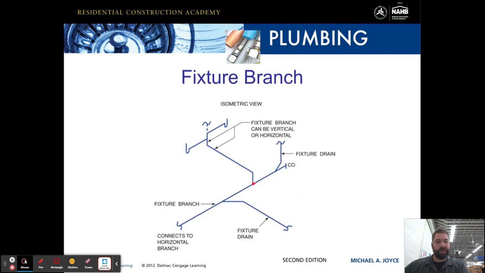We have a fixture drain, and of course you can see that this fixture branch, again, can be horizontal or vertical. And here this would be a drain coming into your fixture branch, and then here's your vent, and that would go out to the roof.